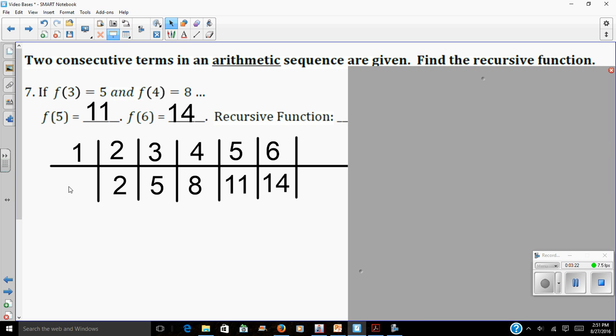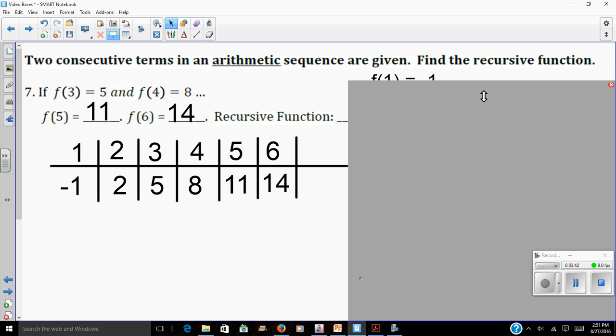We know we need a number here in the first term, so that when we add 3 to that term, we end up at 2. And we know that that is -1. So our first term in this case, term number 1, is -1. And so now we have all of the information that we need in order to create a recursive function.